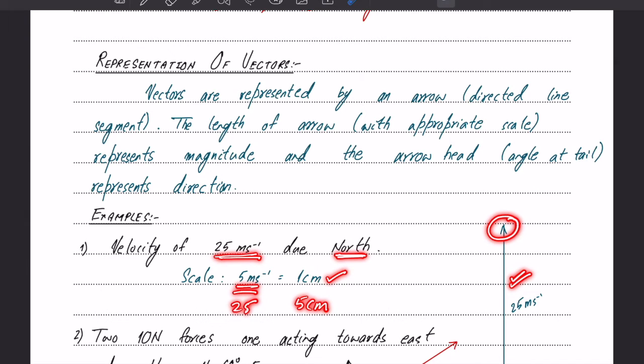So if it's pointing towards north, we all know that this is north direction, this is east, this is west, and this is south. So that's how I can figure that out.